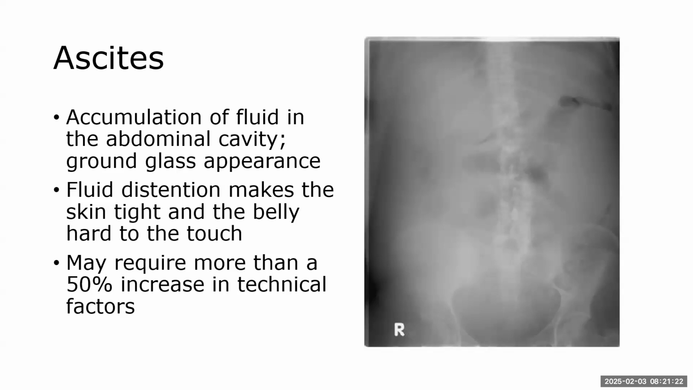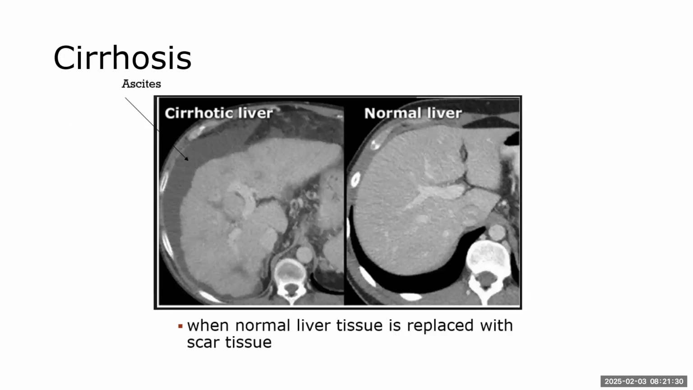So do y'all see how ground glass that looks? It's just so much fluid in there. Everything is just so gray because there's so much fluid. Cirrhosis. You can see the ascites pointed out in this picture here with the cirrhotic liver and the normal liver. Cirrhosis is when normal liver tissue is replaced with scar tissue. So this often comes from people who abuse alcohol for sure. And you'll see that ascites goes along with cirrhosis a lot of times.